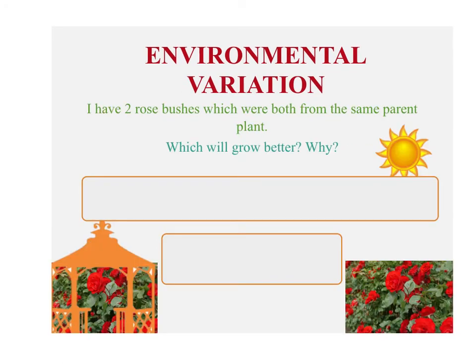So let's think about it in the context of a question that starts to link modules together. If I've got two rose bushes, both from the same parent plant, but I put one under my gazebo and I leave one out in the bright sun, which one will grow better and why? And with the why, I need you to think scientifically. Think back to module 5, think to what you've done. Why is one of them going to grow better than the other? So pause and play again when you're ready.